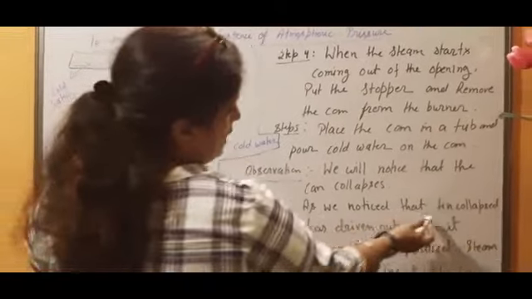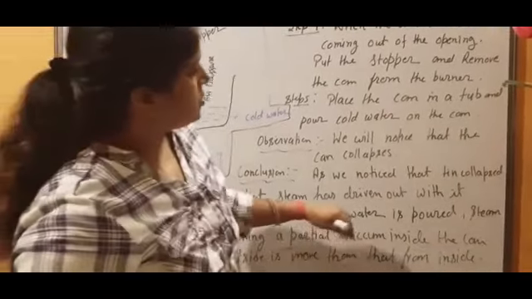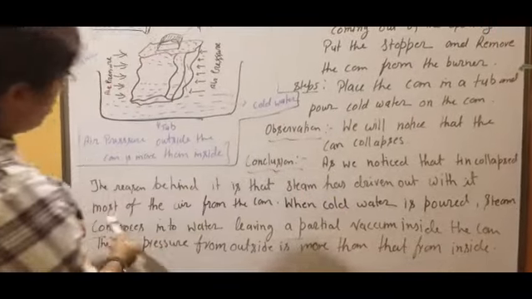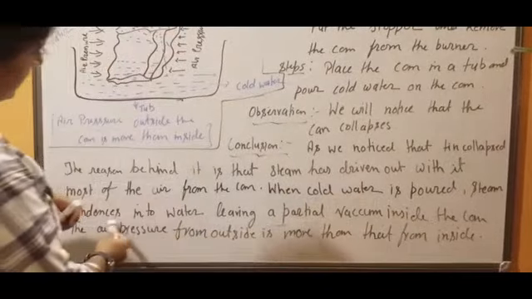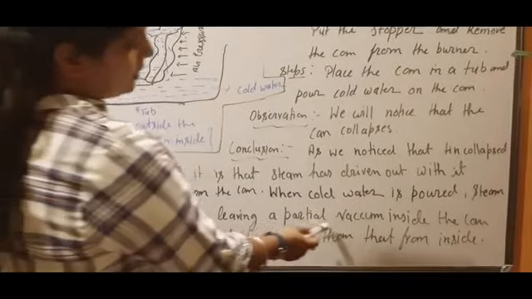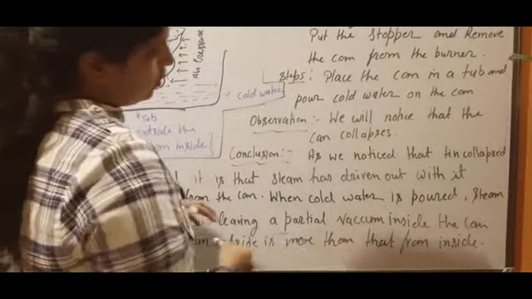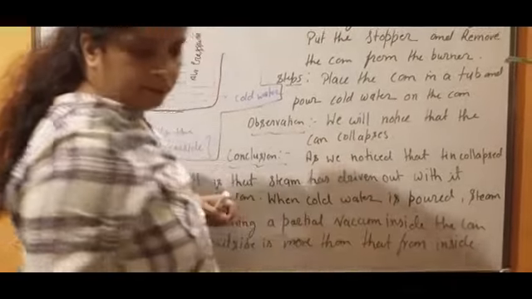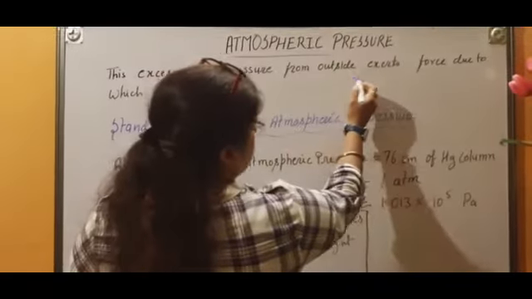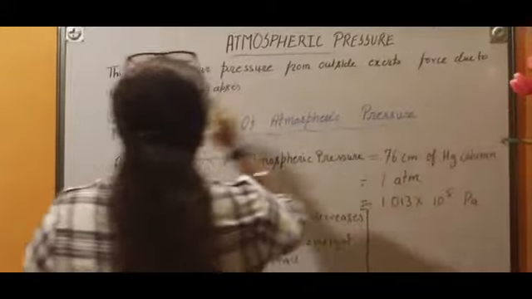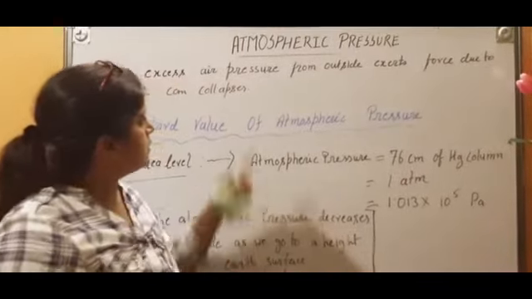As we notice that the tin collapsed, the reason behind it is that steam has driven out with it most of the air from the can. When cold water is poured, steam condenses into water, leaving a partial vacuum inside the can. The air pressure from the outside is more than that from inside, and this excess air pressure from outside exerts force due to which the can collapses. Okay, so here your conclusion is finished.